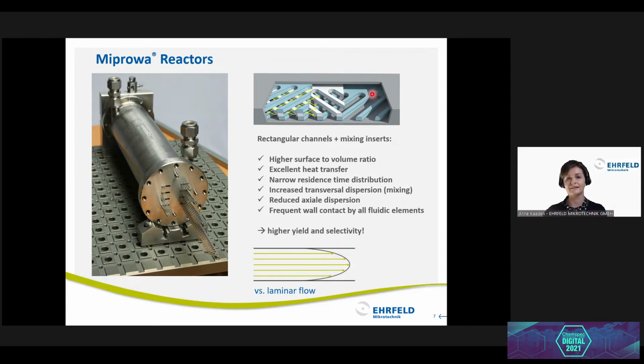This is why we use these mixing structures. So you can see the small yellow arrows. With these mixing structures, we can interrupt the laminar flow, we can create turbulences, but that's important, we never get chaotic. So we can prove by the Reynolds numbers that we stay laminar, we just create some turbulences for better mixing, and of course for better heat exchange, because all of the molecules in the fluid will somehow contact the wall. So that's the important thing about these mixing inserts.